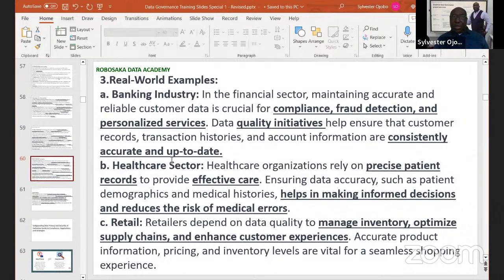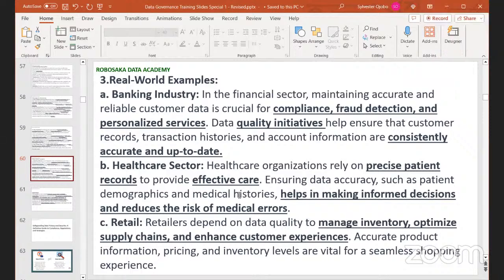Okay, so look at healthcare. I know some people here are from healthcare. Healthcare organizations rely on precise patient records to provide what? Effective care.